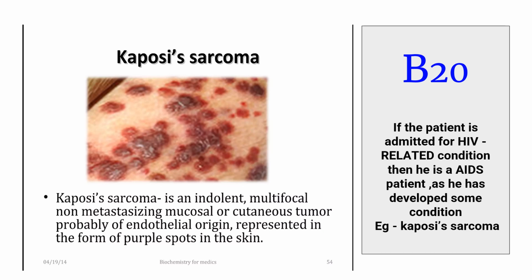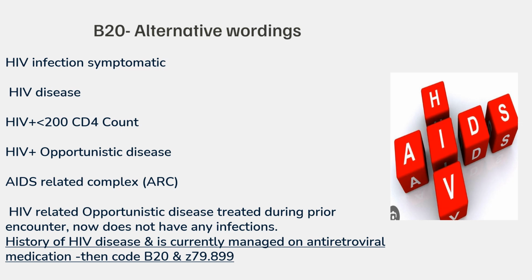There is one important sarcoma. It is Kaposi sarcoma. It is an indolent multifocal non-metastasizing mucosal and cutaneous tumor, probably of endothelial origin, and it is the characteristic feature of the patient who has AIDS. Now remember, B20 means the patient is an AIDS patient.